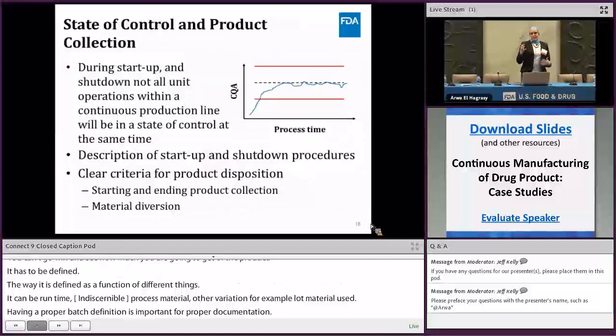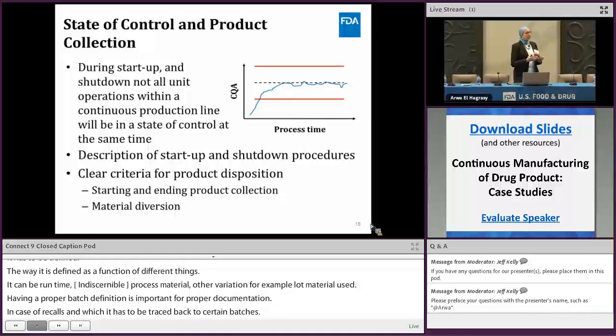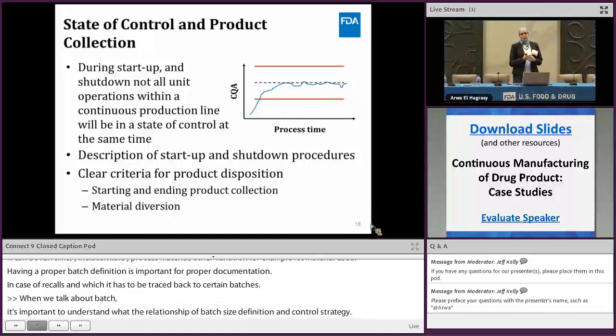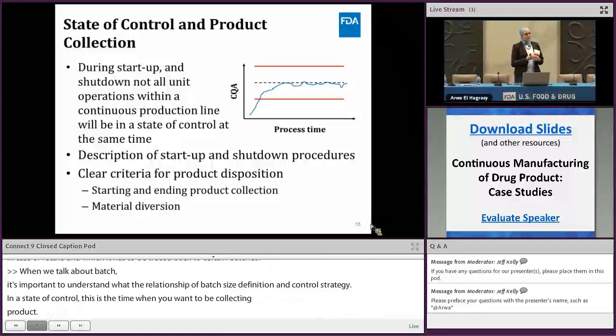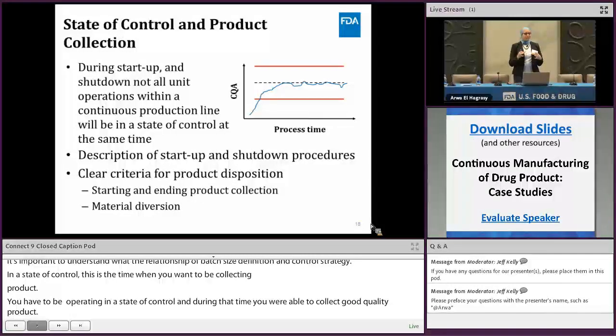Also, when we talk about batch, it's important to understand the relationship between batch size definition and the control strategy. Because in a state of control, this is the time when you want to be collecting product. So you have to be operating in a state of control, and during that time, you're able to collect good quality product. So when you think about certain events during manufacturing, such as at startup and shutdown, not all the unit operations within a continuous manufacturing line would be in a state of control.